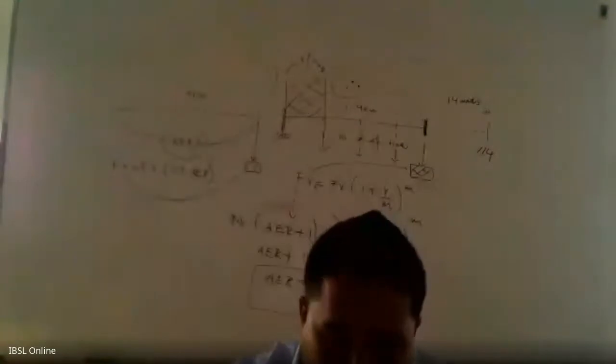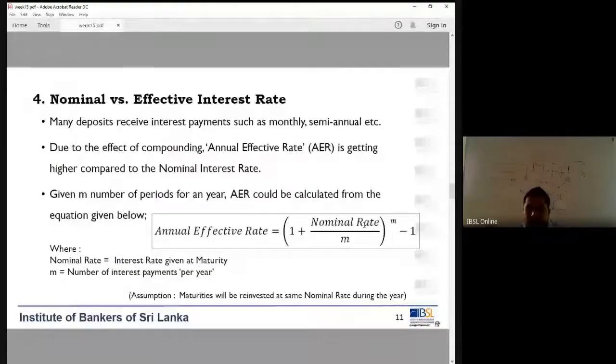Okay. So bear in mind this nominal rate, or the rate that you see here on the right hand side, is whatever the rate that you are going to get for your irregular time period. It could be less than 1 year, it could be more than 1 year also. Okay.